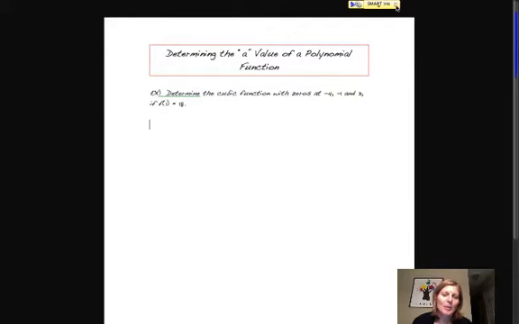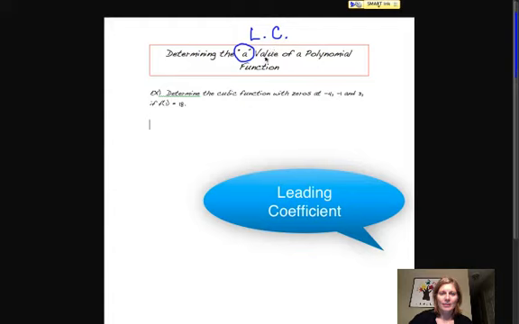This video is about determining the a value of a polynomial function. And the a value, of course, is the value right at the start of the polynomial, and it's often what is considered our leading coefficient. Okay, so here's an example.